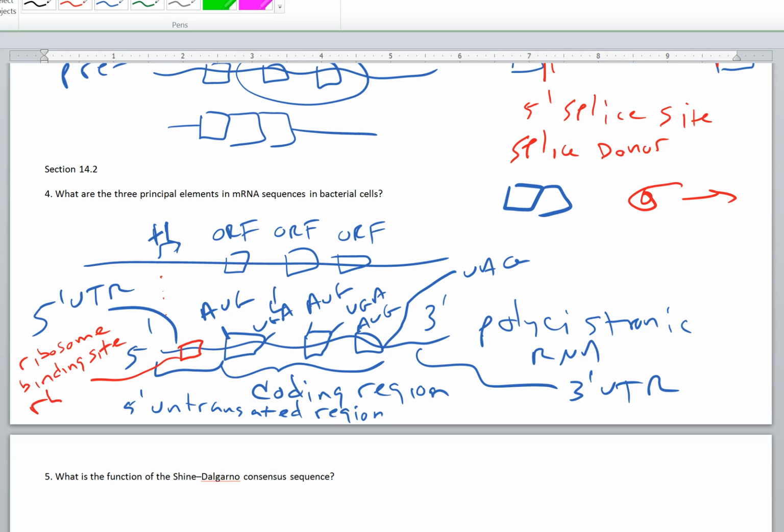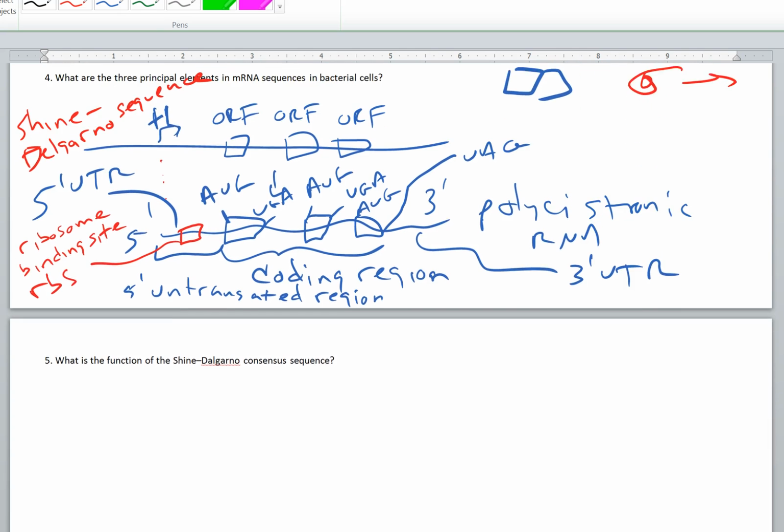Or the RBS. And it is also called the Shine-Dalgarno sequence. Alright, so what is the Shine-Dalgarno sequence? That's the next question.